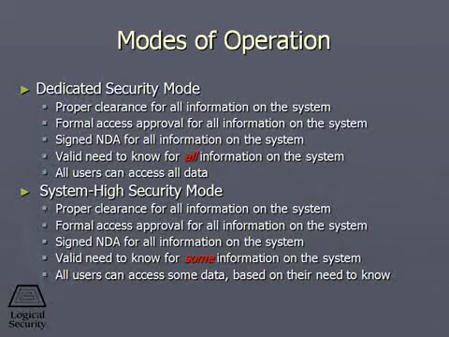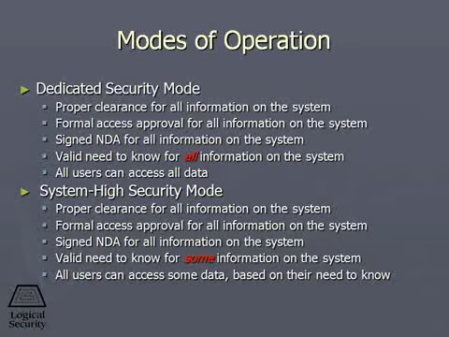Next, we have the system high security mode. And as you read through those bullets, you'll notice that only the last 2 change. So with system high security mode, we recognize that we have different levels of security requirements for the information. That means we'll have different levels of subjects accessing those different levels of objects. And now we need to qualify what users are allowed to access which objects.